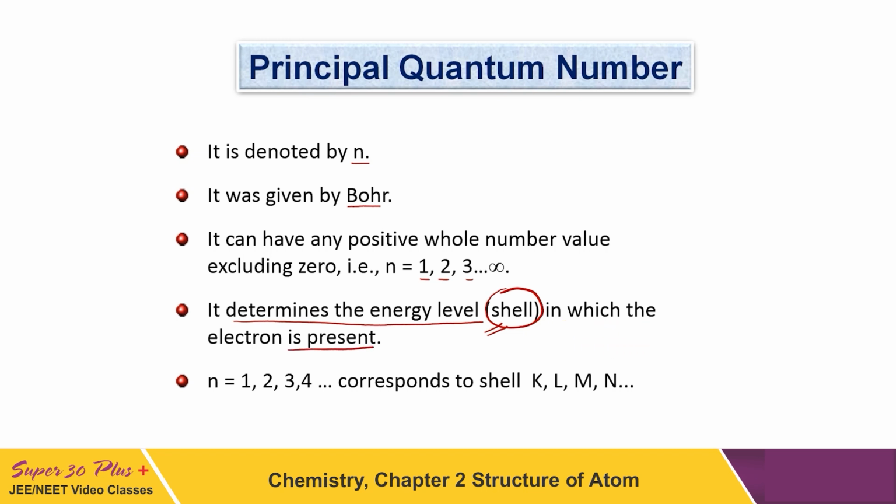If the value is 1, 2, 3, 4 and so on, then the shells are K, L, M, N. So if the principal quantum number is 1, I am talking about the first shell. If the principal quantum number is 5, I am talking about the fifth shell. So whatever the value of the principal quantum number, it gives you the shell, students.